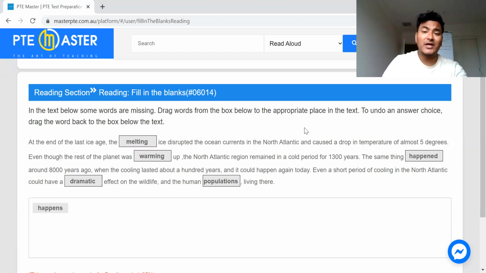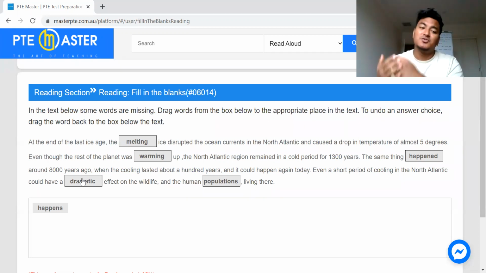And vocabulary. You can improve your vocabulary by finding out the meaning of words which are new to you when you see them while practicing. For example, right now I'm practicing this question. Let's say I don't know the meaning of dramatic. If I don't know the meaning, I won't be able to decide that dramatic would be in that box. So if that happens while I'm practicing, just turn on the dictionary app on your mobile phone, type the meaning of dramatic, find out the meaning and then study.